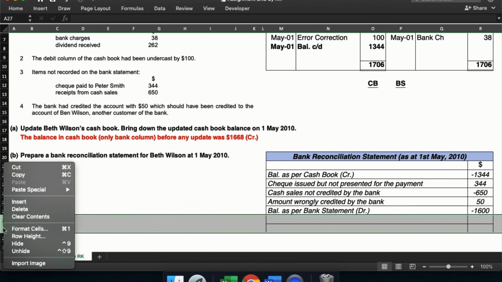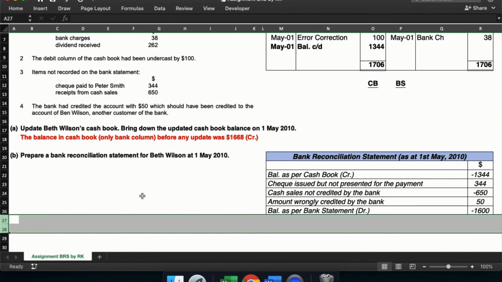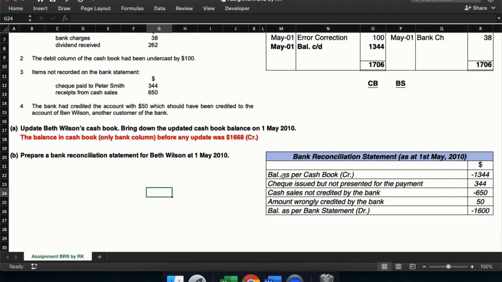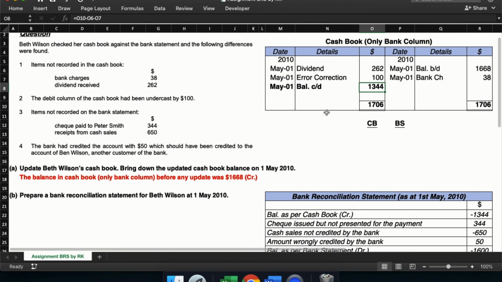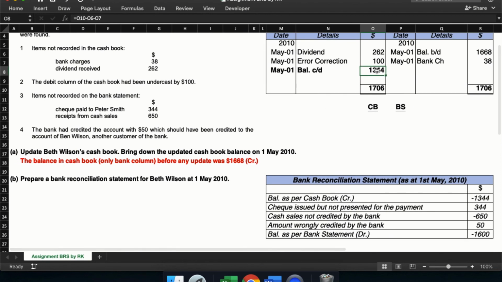So this is how we need to prepare the bank reconciliation statement. Here again, let me explain one point: if the cash book is showing a bank overdraft, if in the cash book the bank column is showing an overdraft balance, that overdraft balance we have to show as a negative figure. So this is the solution to this question. I hope you understood the solution.